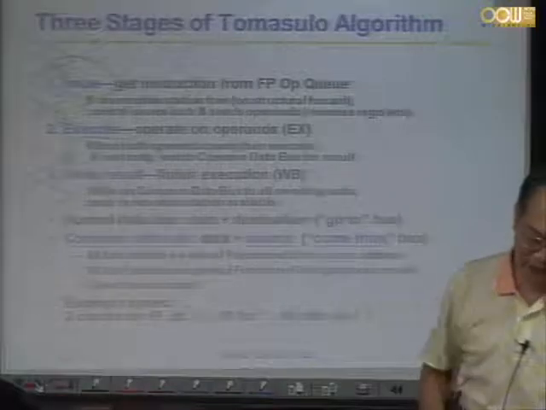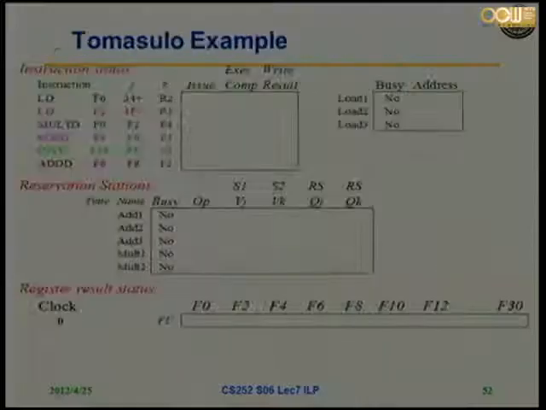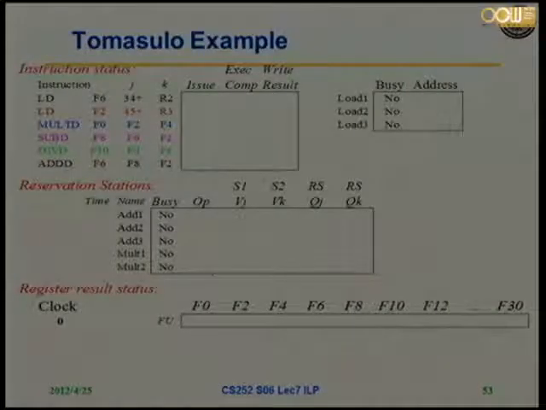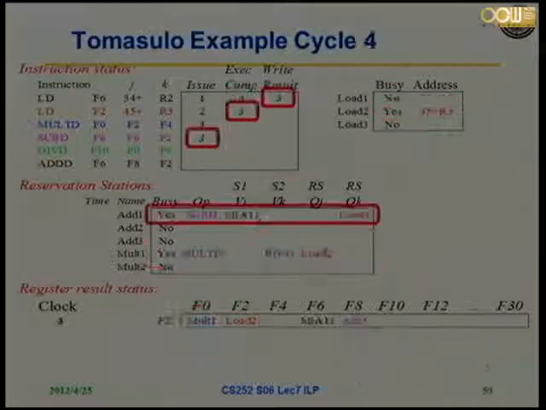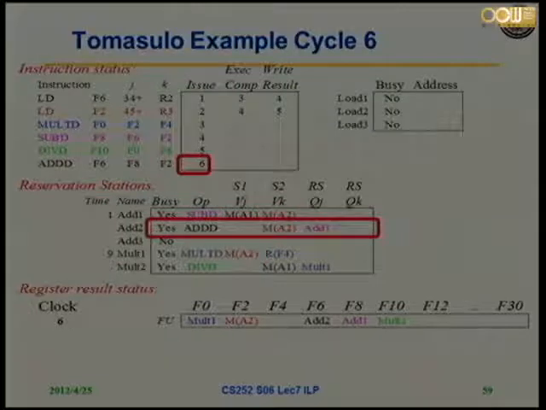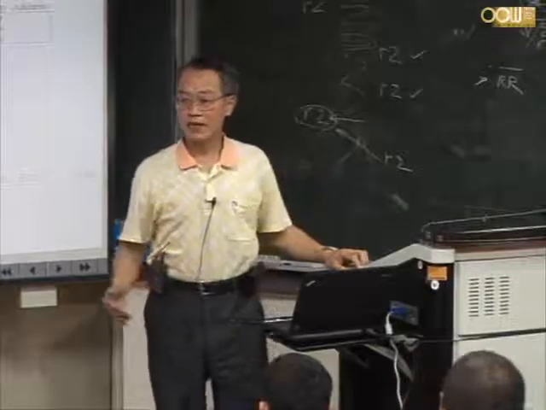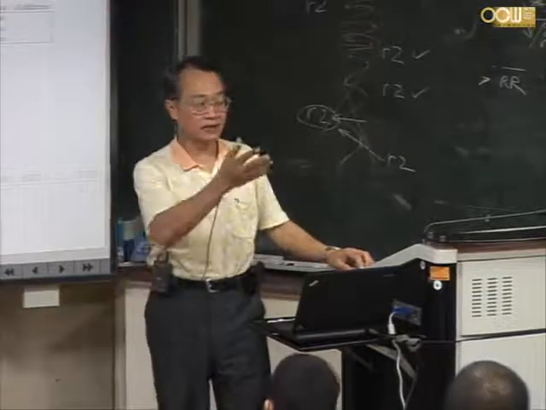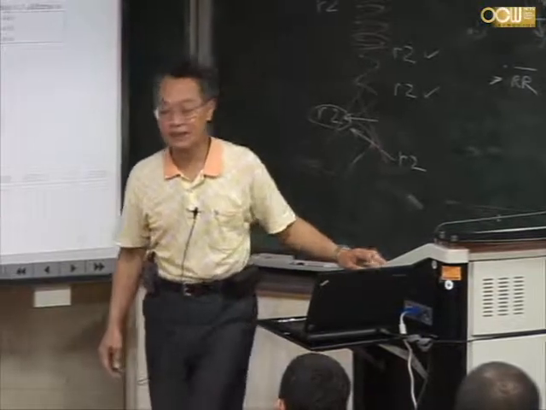We use some parameters to exercise the design. We have a running example, many foils showing you how a code sequence is executed in the Tomasulo algorithm. I'll stop here. And before I leave it to the TA, I need to tell you something.